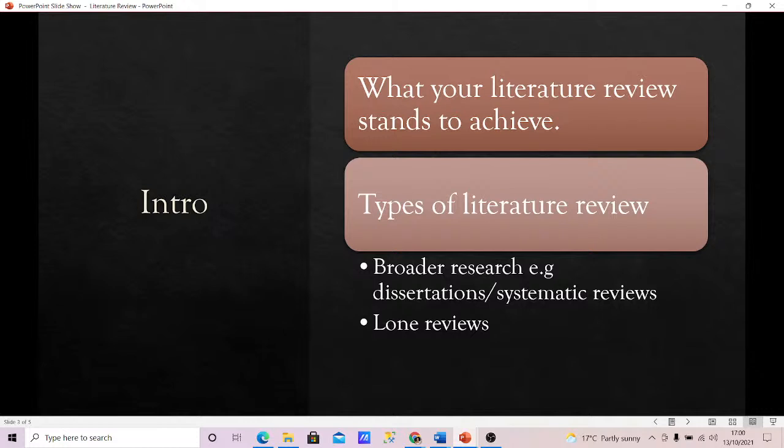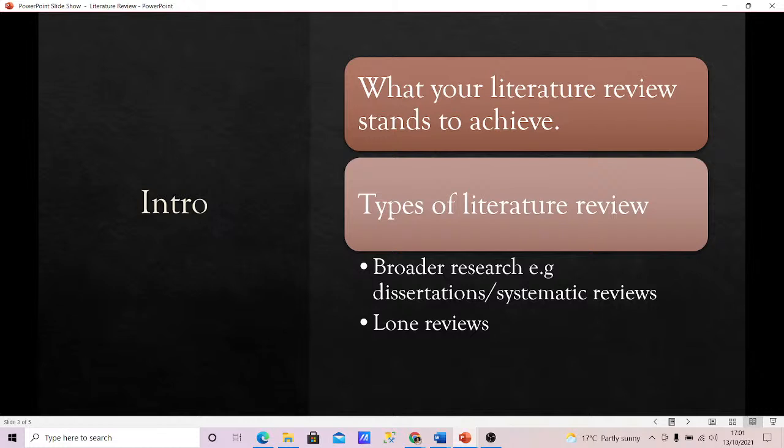So, a literature review is a research that you carry out in order for you to have a hypothesis or a reason for carrying out a particular research. I'm going to explain further. What a literature review does is this. What does it stand to achieve? It shows you all the work that has been done. If you're very familiar with academic writing, you already know that in academic writing, it's not about your opinion, it's about the previous studies that have been done.